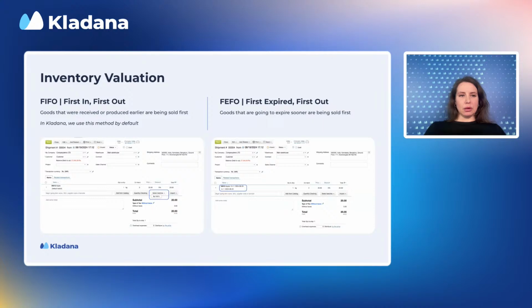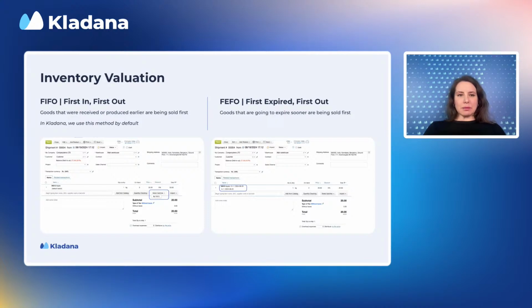Again, a little bit of theory. Actually, I will look through it rather quickly because this presentation and recording will be sent to all webinar participants. It is about how we deal with inventory valuation. There are two approaches. The first one is FIFO, first in, first out, when goods that were received earlier are sold first. And in Kladana, we use this method by default.